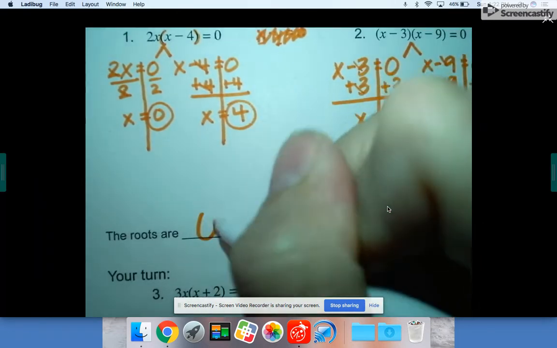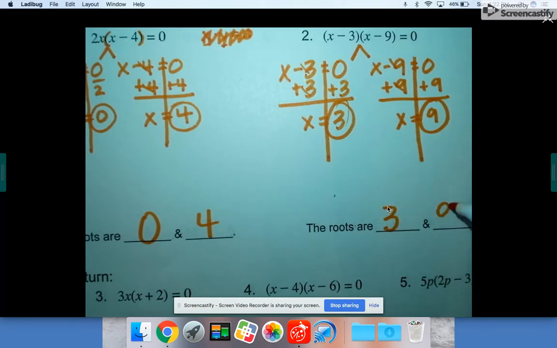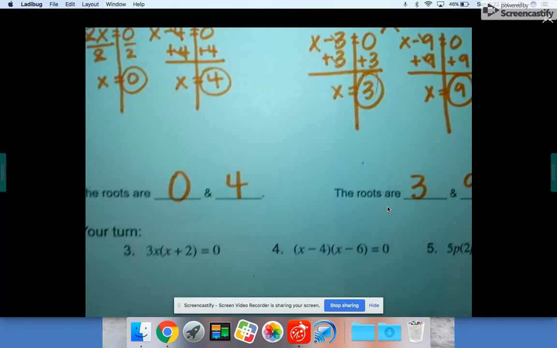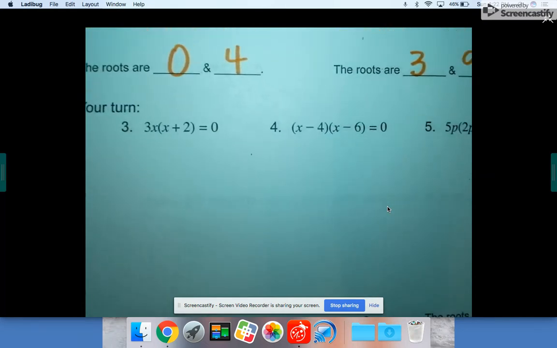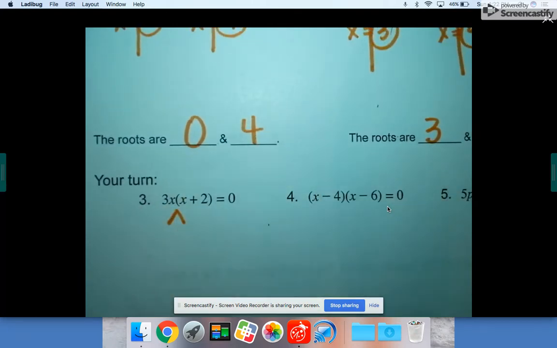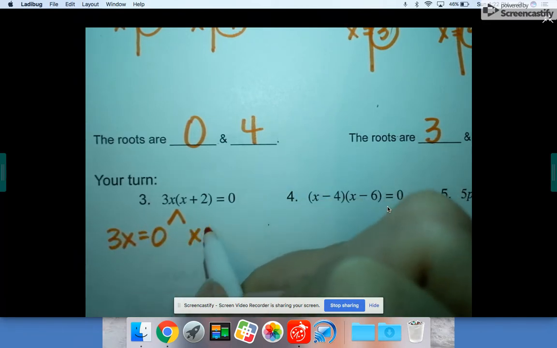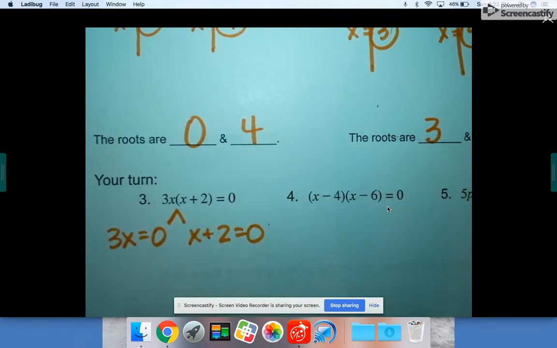So the 2 roots down here were 0 and 4 for number 1, and 3 and 9 for number 2. Okay, let's try the your turn. Actually, if you have time, go ahead and push pause and try these next 3 on your own, and then start the video back up and see if you did it right. All right, if you're still watching the video or if you didn't push pause yet, I'm going to work them out real quick. 3x equals 0 and x plus 2 equals 0.